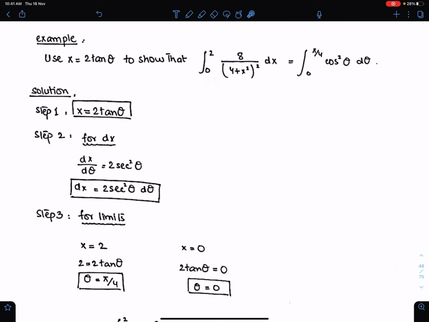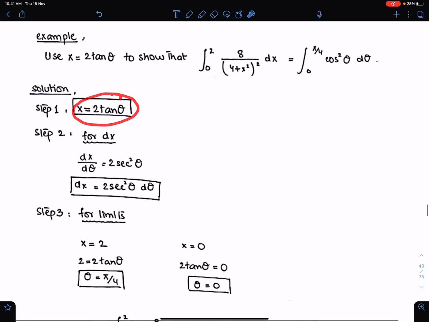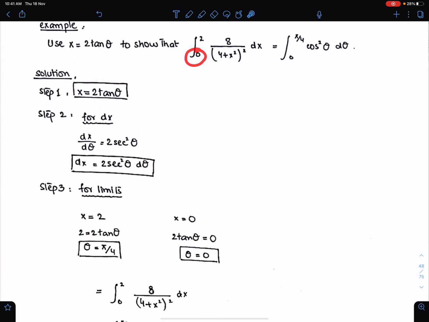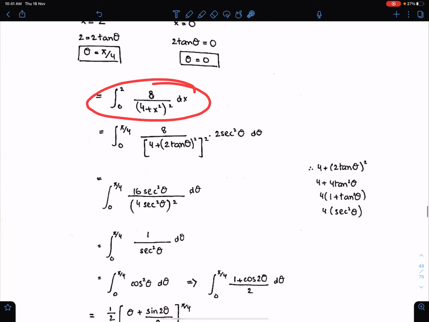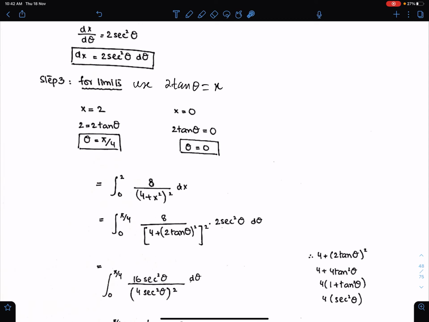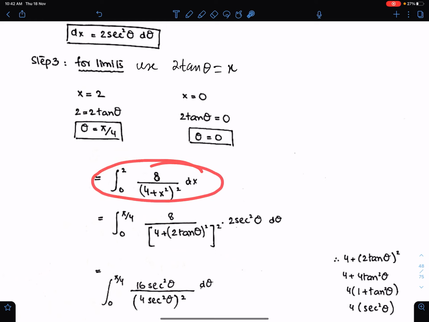Now for limits, use this given substitution, which is 2 tan theta is equal to x. See, when x was 0, according to this substitution, theta is 0, and when x was 2, then theta is pi by 4. Now make sure you first copy the question here and then substitute everything into this question very carefully.